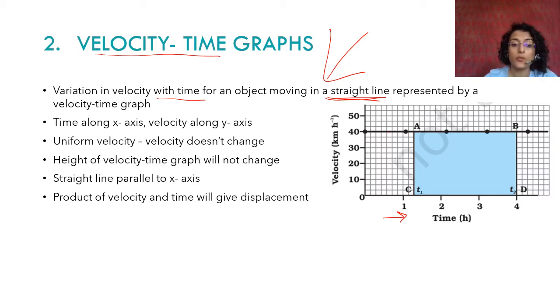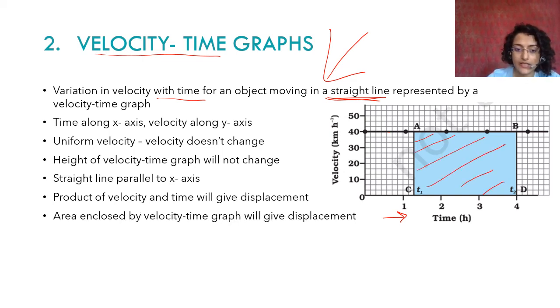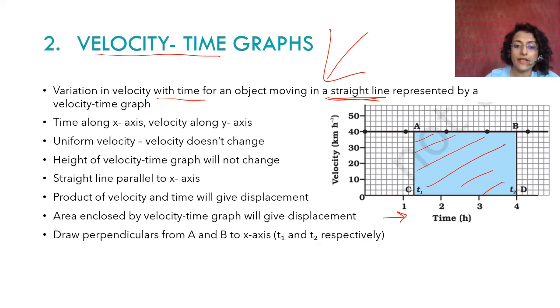So the product of velocity into time will give the displacement. Since direction is not changing, displacement is equal to distance. So this area shaded in blue will give the displacement. This area enclosed by the velocity time graph gives displacement.